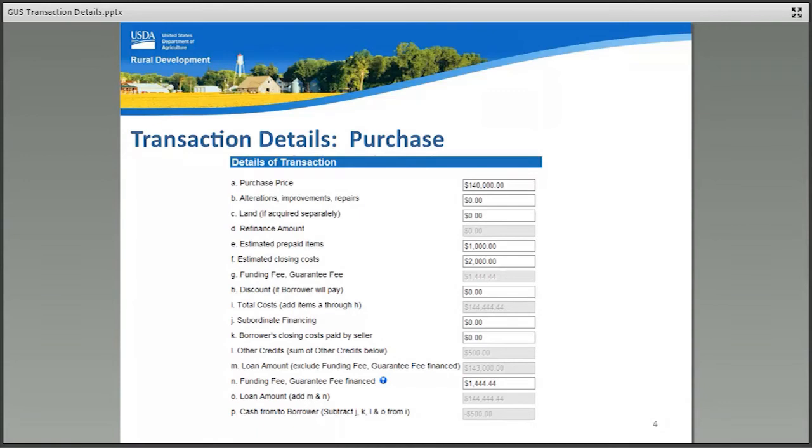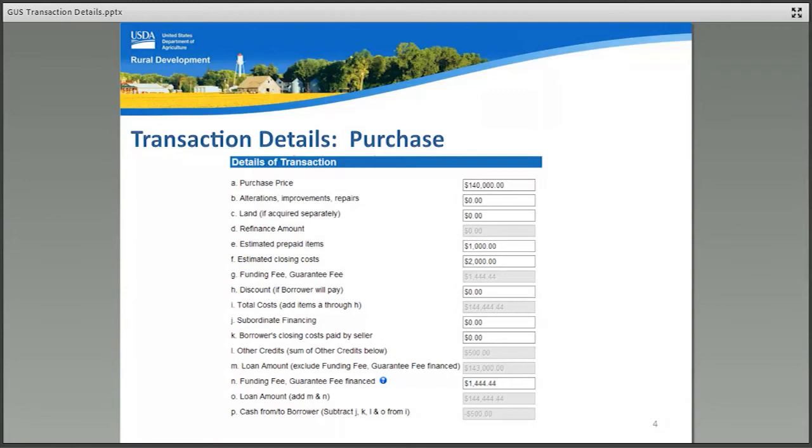B. Alterations, improvements, repairs. Please complete this data field to reflect any amounts for this purpose, whether they are financed or not. This will ensure the GUS Underwriting Findings Report reflects the applicable requirements that must be met to ensure the dwelling is complete.